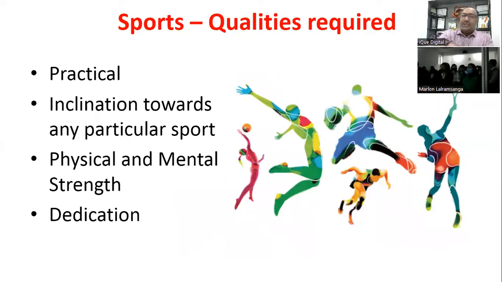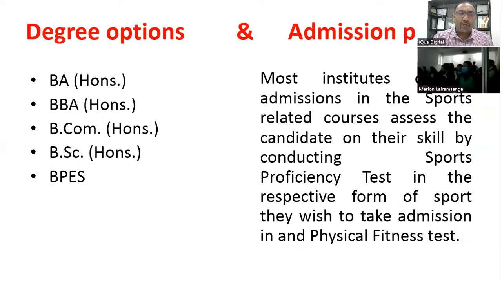Next, coming to sports, if somebody is very strongly practical oriented, you have very strong inclination towards any particular sport, you have physical stamina, mental strength, and you are dedicated to build your career in the area of that particular sport, then you can go for a BA, BBA, BCom, BSc, or a BPES, that is Bachelor of Physical Education and Sports degree after 12th, where any child from 12th can get into.